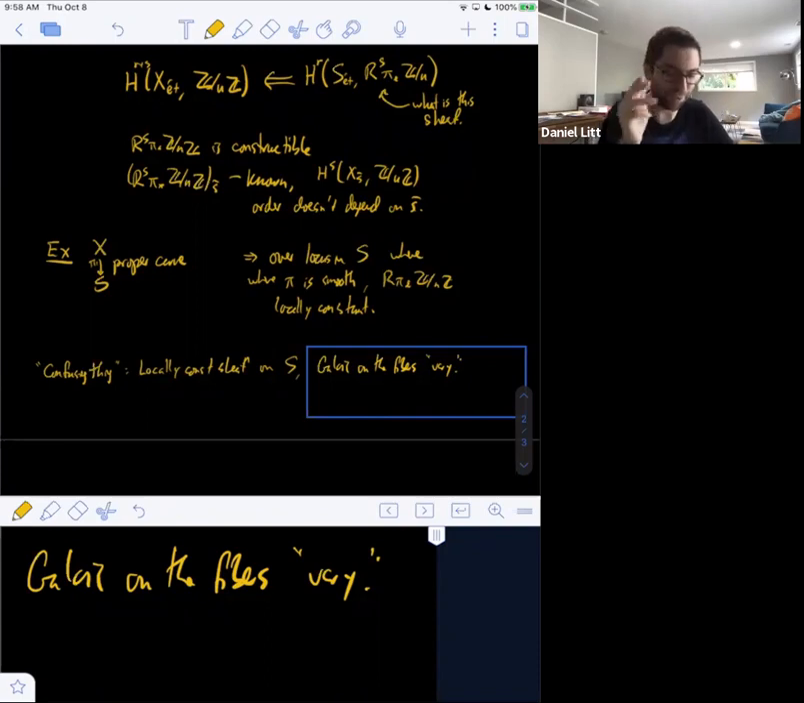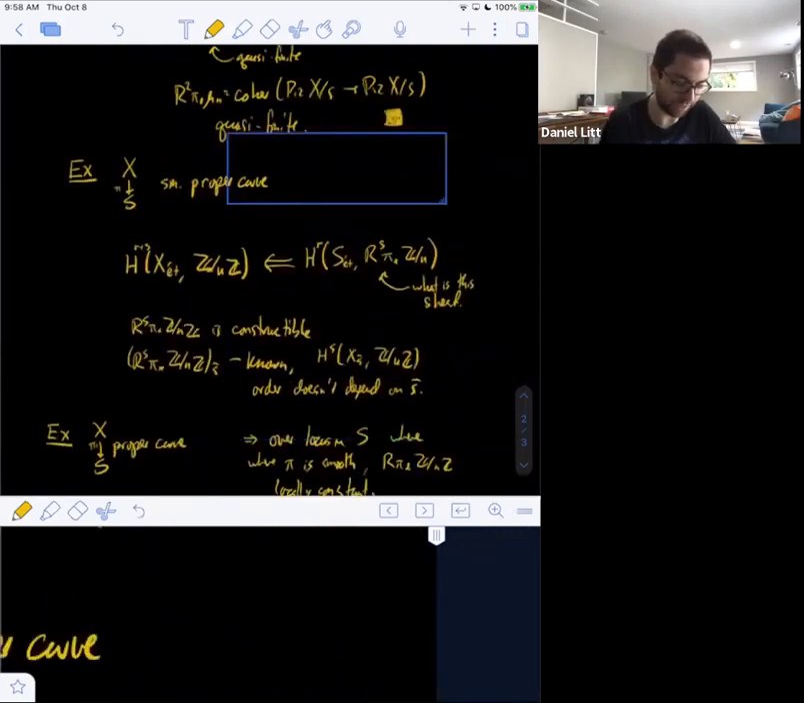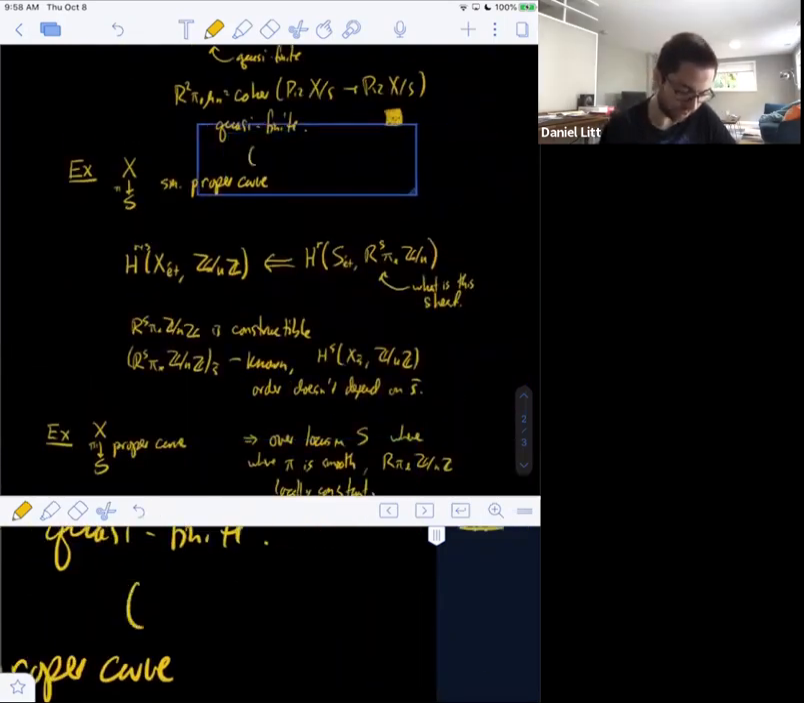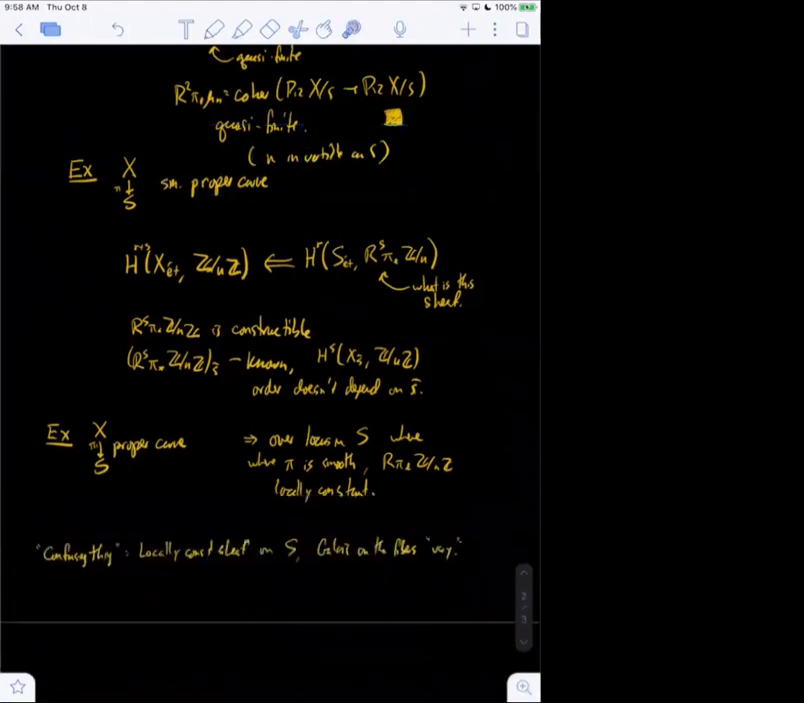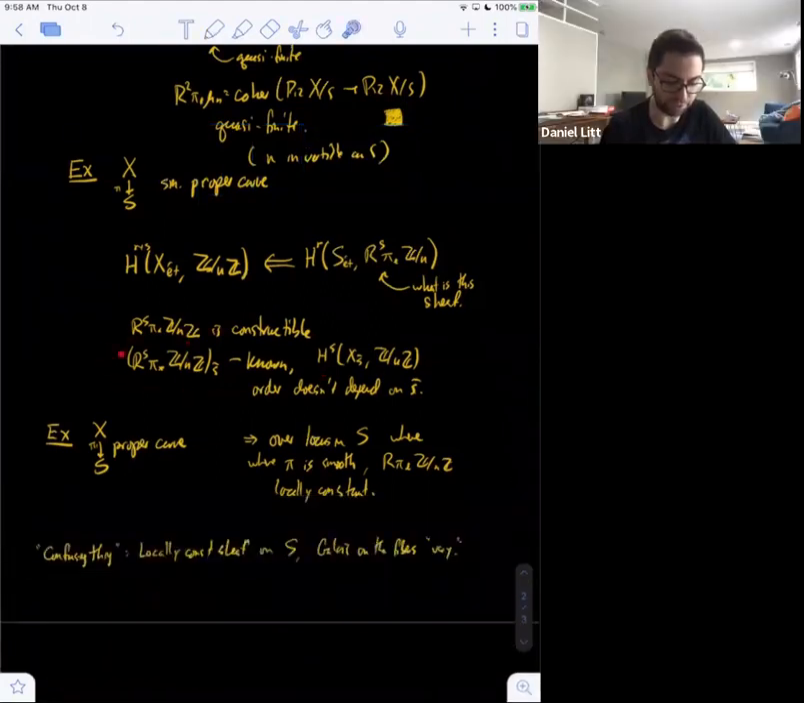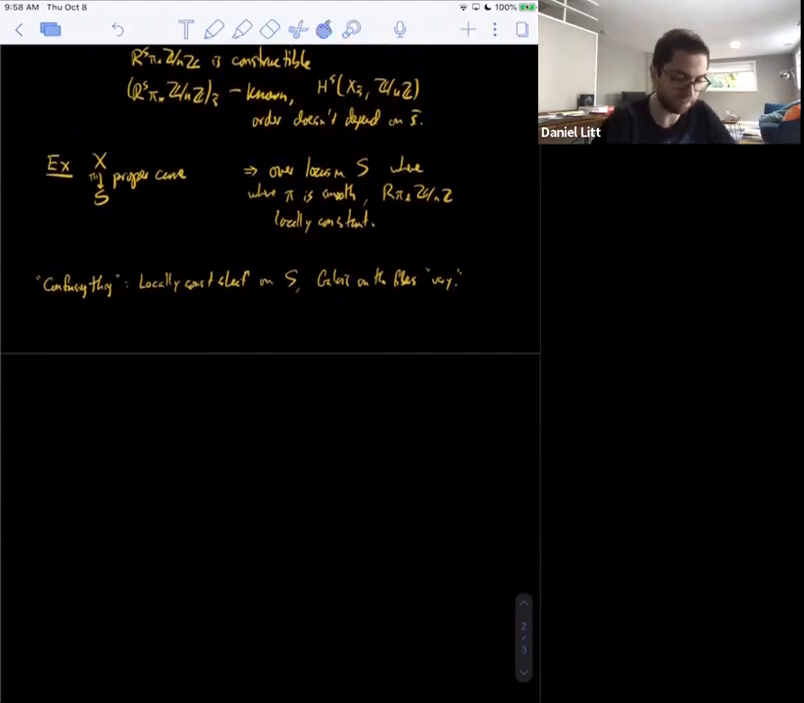Maybe Arvind, a good exercise would be to actually find a cover that makes that sheaf constant. And by the way, all of this, maybe I should write everywhere here the characteristic of the base. Sorry, maybe n is invertible on S. Where did we use that? We used that in the claim that the order of these groups doesn't depend on S, which uses that n is invertible on the base. Were there any questions about that?